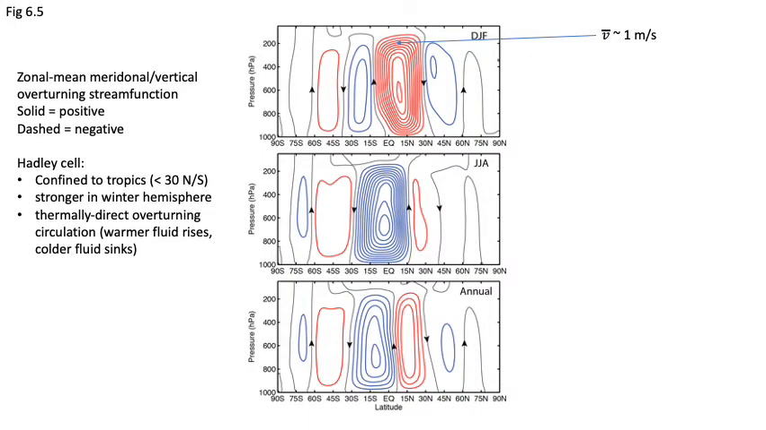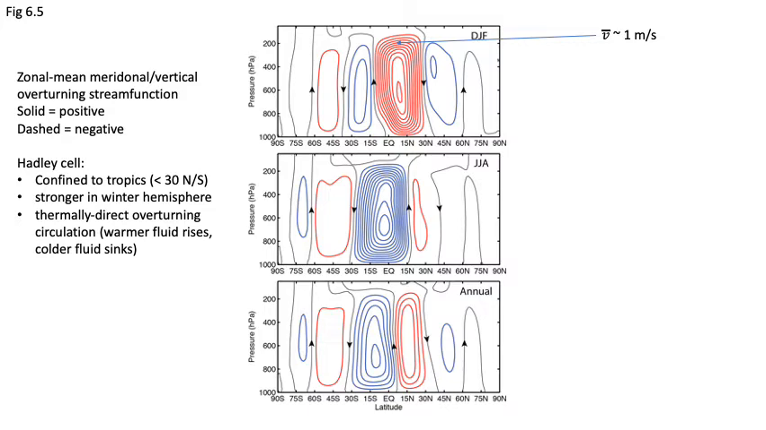So this is going back to a plot from Hartmann, chapter 6, showing you in the top the meridional overturning stream function. So the x-axis is latitude, the y-axis is pressure decreasing. And so the top panel is December, January, February, so northern hemisphere winter. And then June, July, August is southern hemisphere winter, northern hemisphere summer, and then the annual mean at the bottom, which looks at least a little bit more symmetric between the hemispheres.